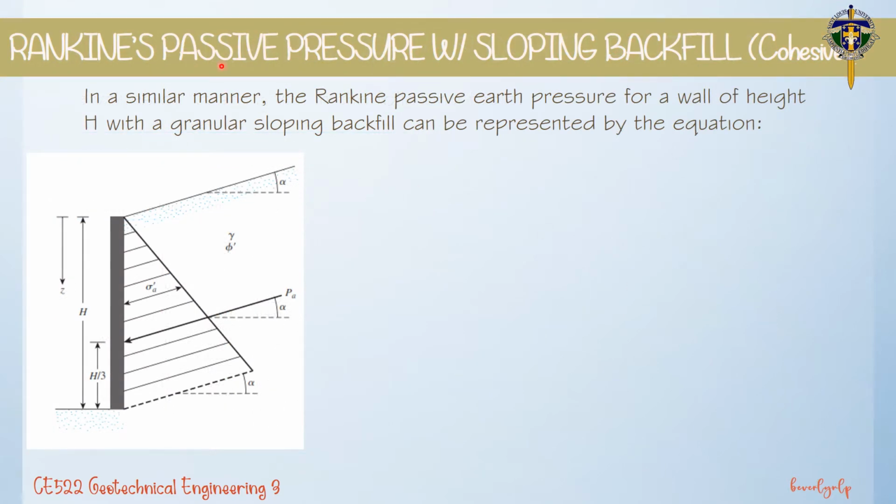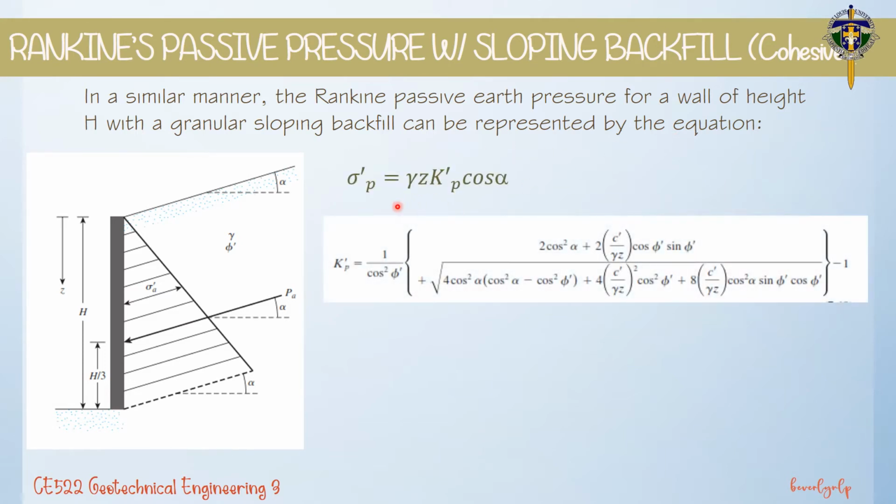Considering now the passive pressure, in a similar manner, the Rankine passive earth pressure for a wall of height h with a granular sloping backfill can be represented by the following equation. So passive earth pressure is equal to the unit weight multiplied by the depth of the soil multiplied by the coefficient multiplied by cosine alpha. So again, the alpha is the angle that the slope makes with the horizontal.